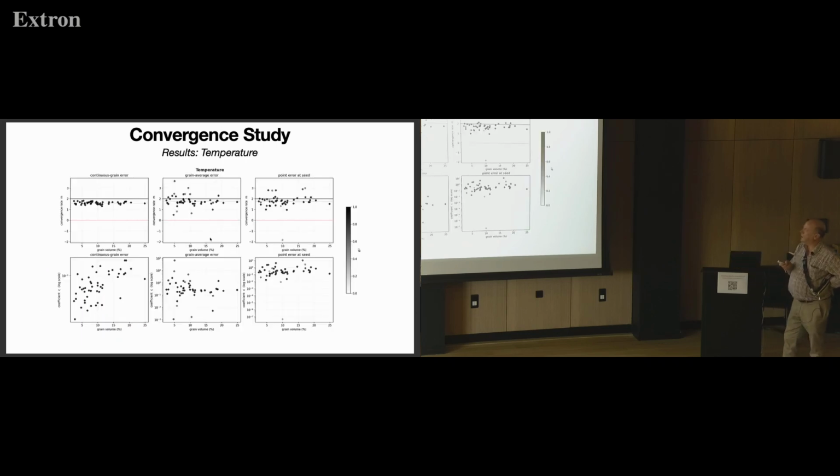Okay, so here are the results for temperature. On the left is the continuous grain error. We have two things. M is the slope of the fit, so that'll be the exponent, h squared or h or whatever. So we have 2. And for the temperature, it's around 2 also, but for the grain averages, quite a bit of variation.